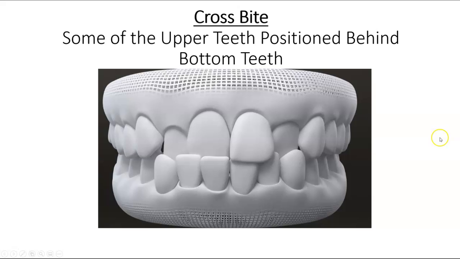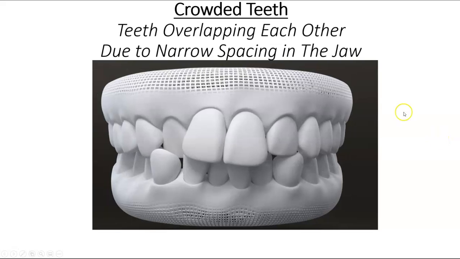Now, if we continue, this is what we call crowded teeth. Here, teeth overlapping each other due to the narrow spaces in the jaw. We could see that over here. Yes, there is a cross bite here. Yes, there's a deep bite here, but we're mainly focusing that the bottom teeth are positioned in the wrong place, and the top teeth are positioned in the wrong place, and they're overlapping each other. So that's called crowding because the teeth have no space. They're bunched together. They're narrowed together.